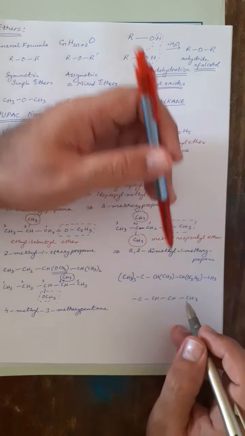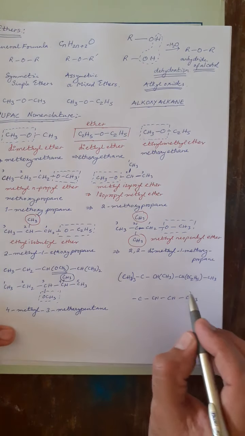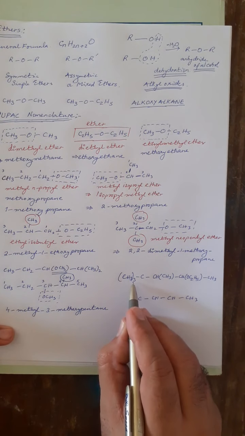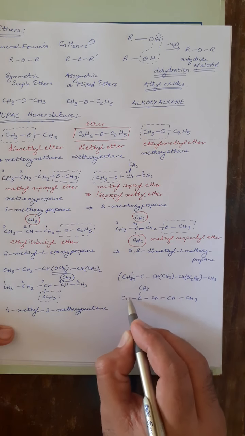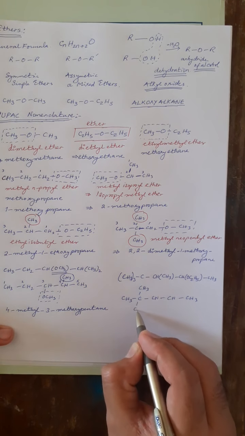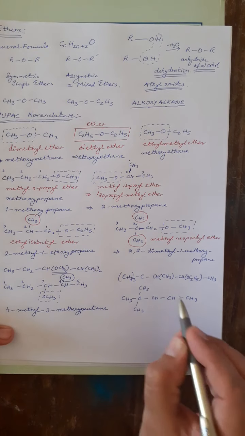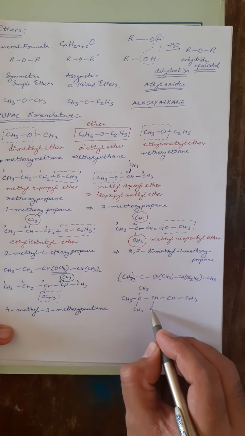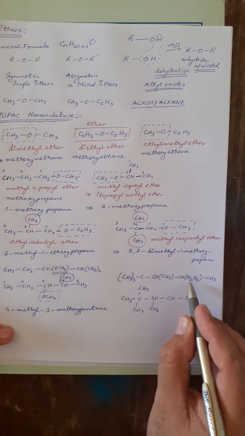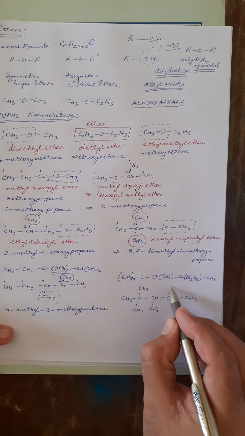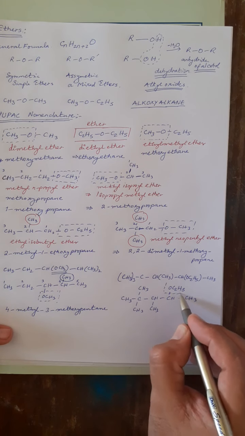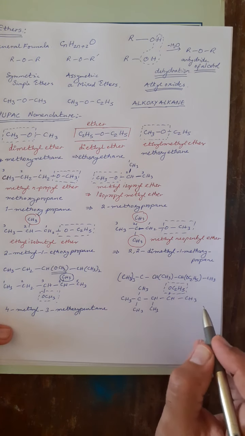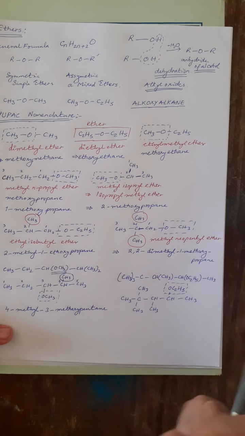Now, let's do what we can do with it. This C had 3 methyls. So one comes on the top, this goes on the side, and this goes down. This CH3 can go anywhere, top or bottom. This OC2H5 can go anywhere, top or bottom. If you are using your mind, guys, you have now come to the conclusion. This is our ethoxy, and we number from the right side.